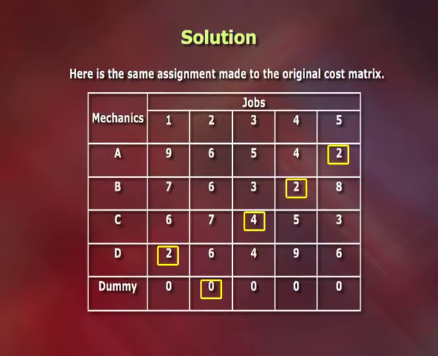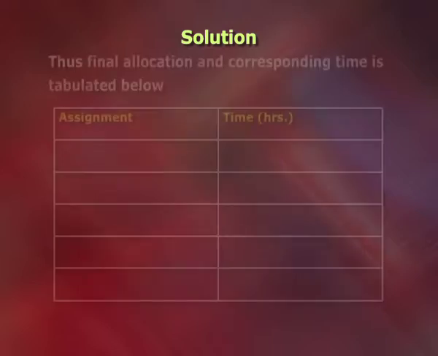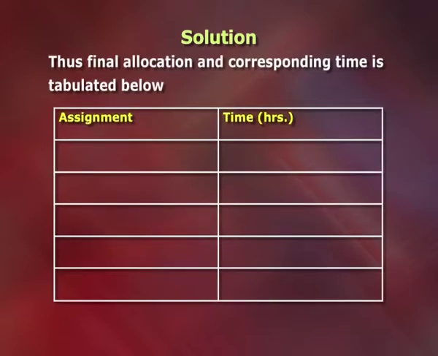Here is the same assignment made to the original cost matrix. So this is the table that we originally had in the question. According to the positions that we get in step 4, we have assigned in this table. Thus, final allocation and corresponding time is tabulated below.